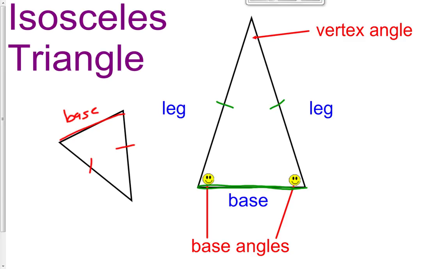The base angles right here are the two angles that are by the base, that side. And the vertex angle, this one right here, is made by the two legs, the two congruent sides. So those are the parts of the isosceles triangle.